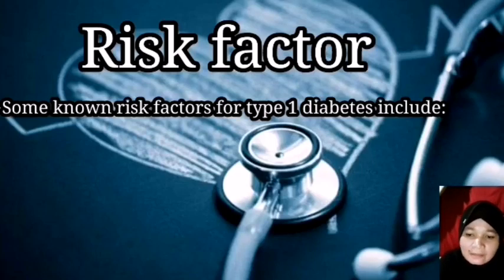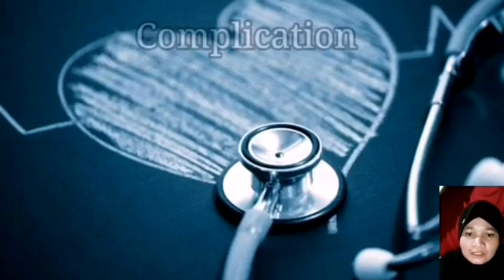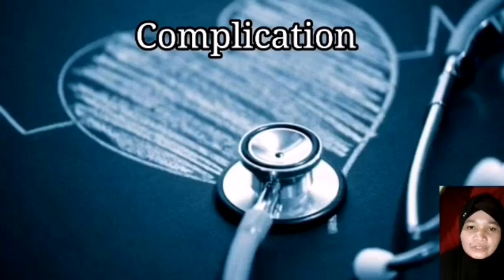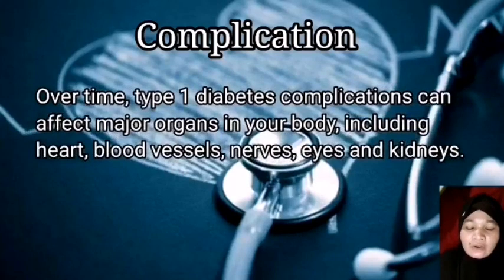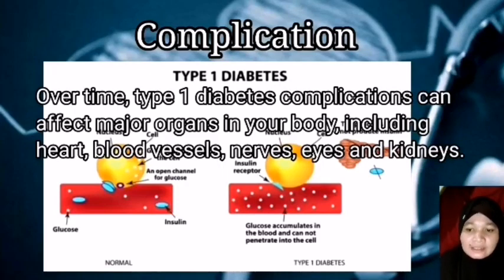So, sa age naman, the first peak occurs in children between 4 and 7 years old, and the second peak in children between 10 and 14 years old. So, sa complication naman ng diabetes, over time, type 1 diabetes complications can affect major organs in your body, including the heart, blood vessels, nerves, eyes, and kidneys. Maintaining a normal blood sugar level can dramatically reduce the risk of many complications.